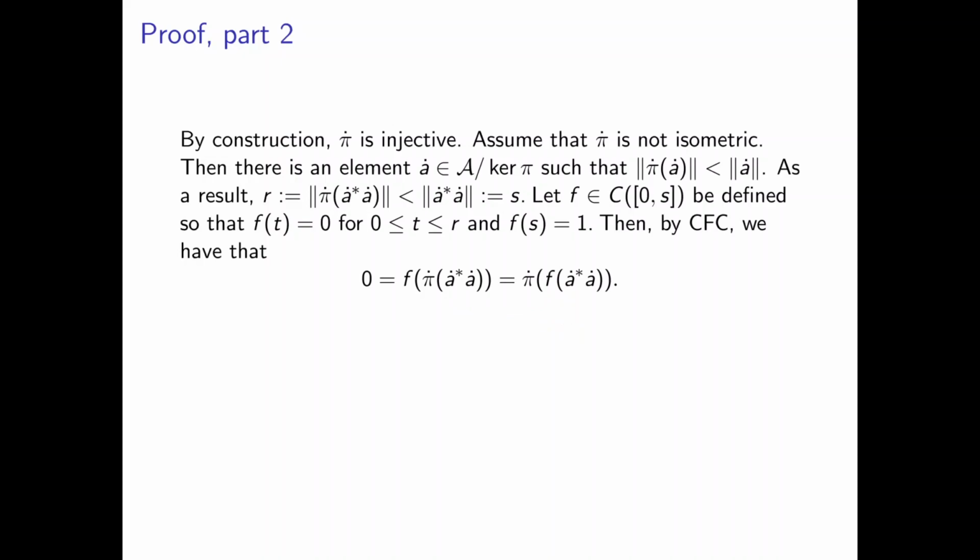Then, by using continuous functional calculus for self-adjoint elements, we have that 0 is of course equal to f of this guy over here, which is not really strange at all. F of this guy, since the spectrum of this one is of course between 0 and r, we get that f of this is just equal to 0 everywhere. But this has to be equal to pi of f of a star a. And this basically boils down to just pi here being a homomorphism.